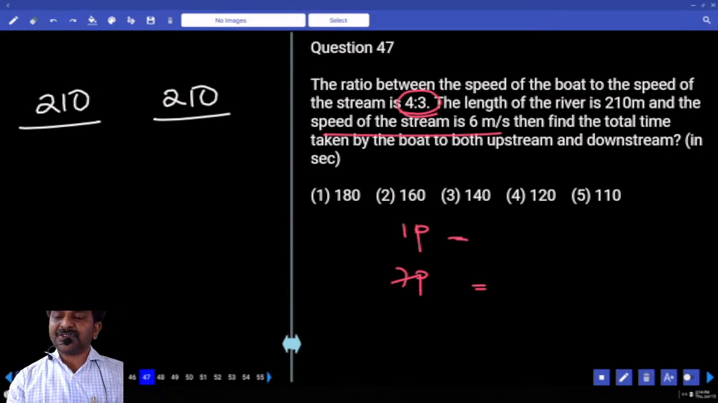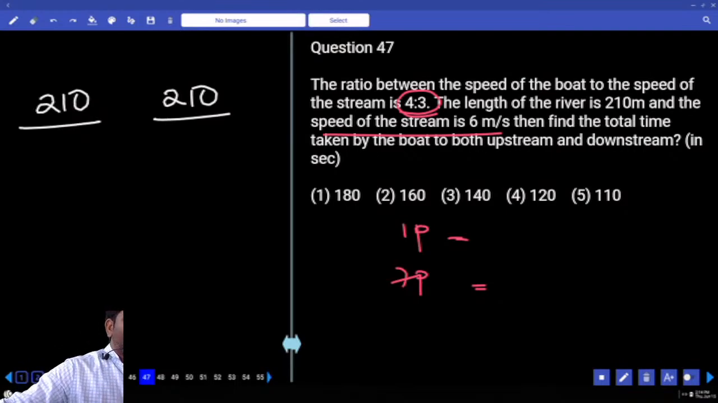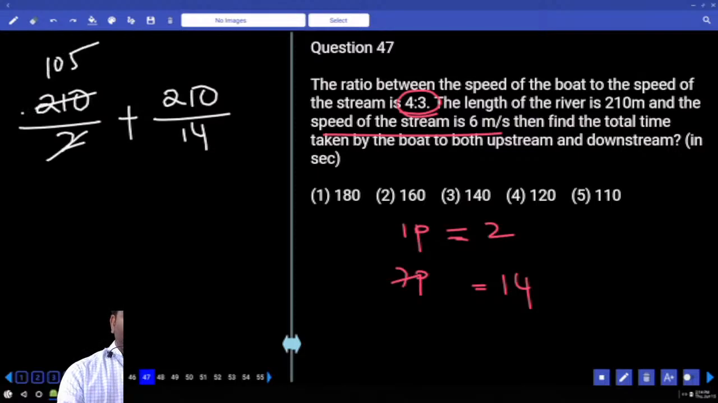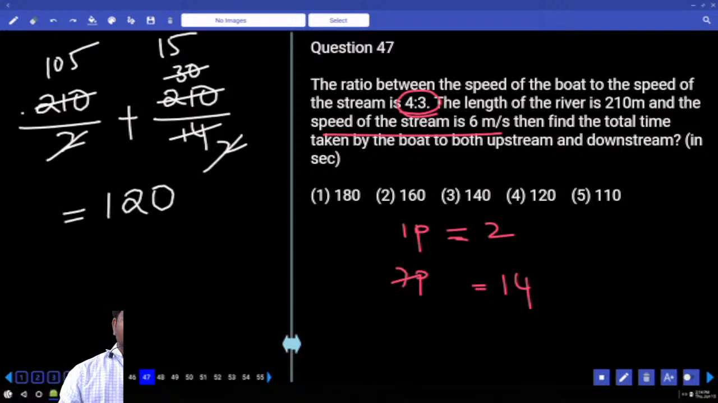Now here the speed of the stream is equal to 6 meters per second. From the ratio, how many parts is that? 3 parts, which is equal to 6. 1 part is 2, 7 parts is 14. Numerators are in meters. Denominator speed must be in meters per second only. That is in meters per second, so no more conversions, right? 210 by 2 is 105. 7 twos are 14, 30s are 2 15, total 120 seconds.